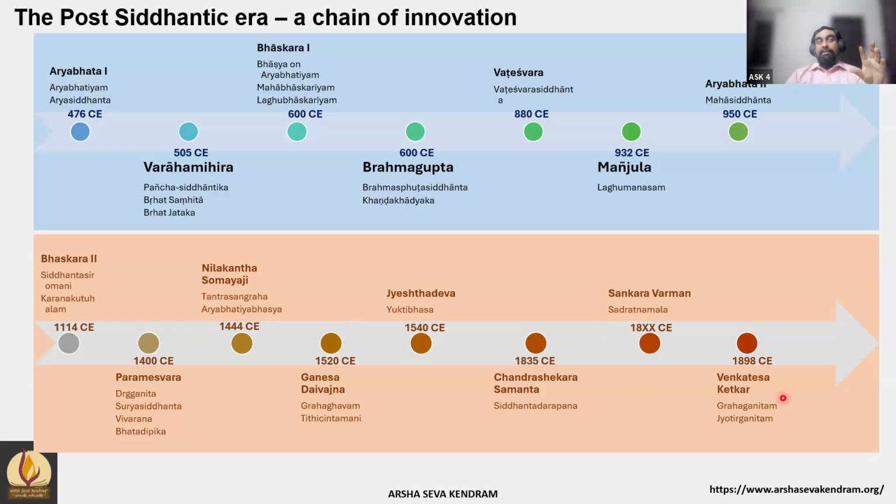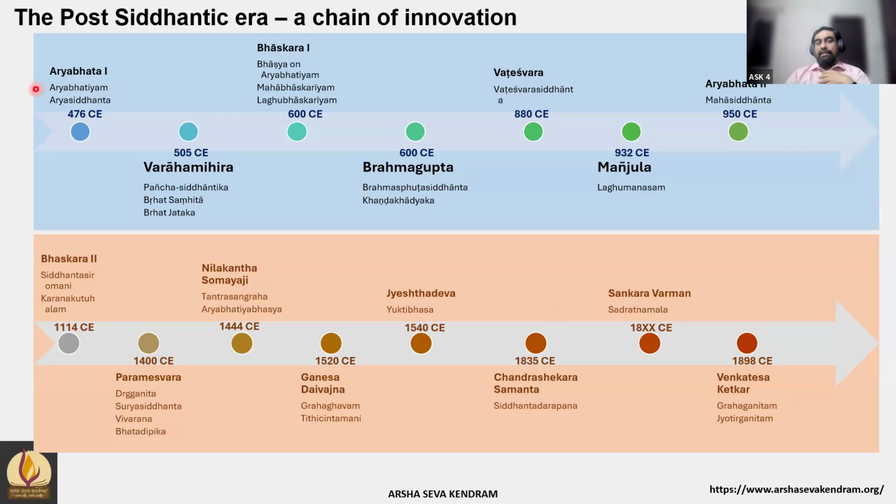Chandrasekhar Samanta's uniqueness was the fact that he built his own instruments. Of course, at that time there were no telescopes, but he built his own instruments to calculate the angular distances of planets and eclipses, and he used that to refine the calculations, slowly building upon the knowledge that was there before. And we have other schools, Shankaravarman from Kerala again, and Venkatesh Ketkar, we are now almost coming to 1900 Common Era, almost like a modern day scholar from Maharashtra.